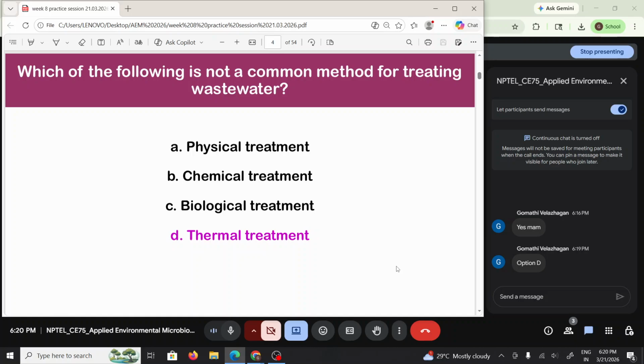In that we have physical treatment. In physical treatment we know that we'll be using only physical forces. There won't be any other reactions. We'll apply pressure, we'll make density separation, like centrifugation and so on, ultrasonic treatments. All these fall under the physical treatment category.